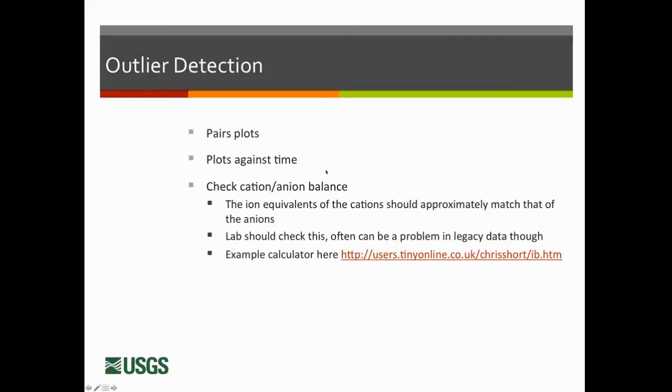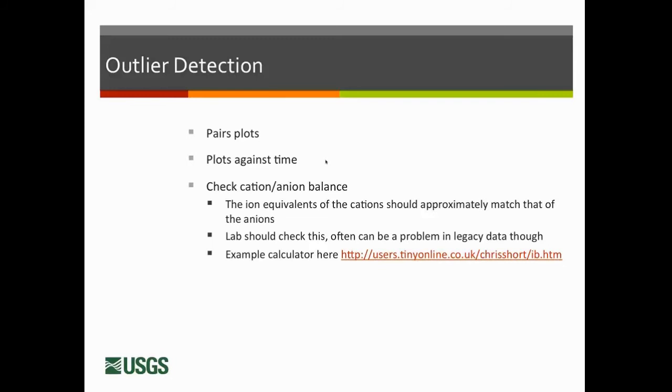So, outlier detection. Certainly the pairs plot, as we saw, showed a calcium and a nitrate potential outlier. That's a good way to look for outliers. Plots against time are also important. Sometimes something that appears initially to be an outlier, potentially a problematic value, might be explained by season.